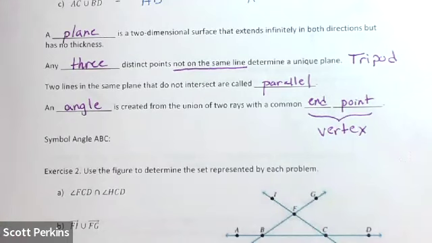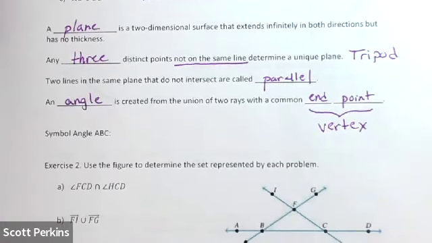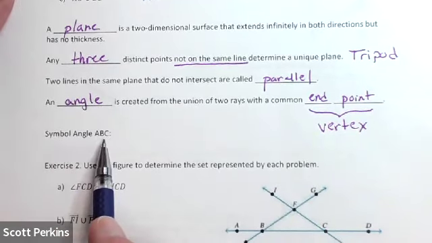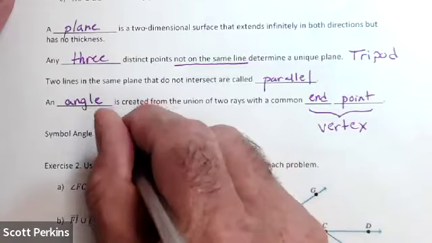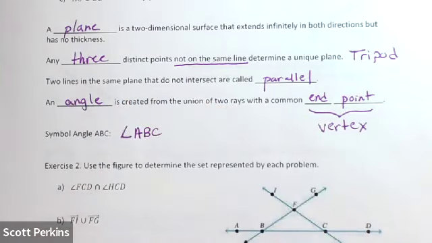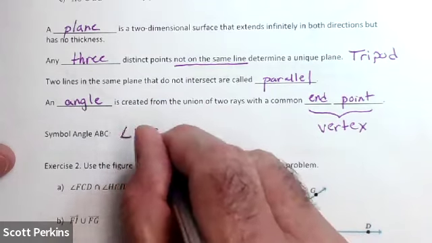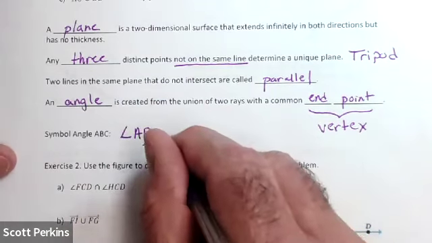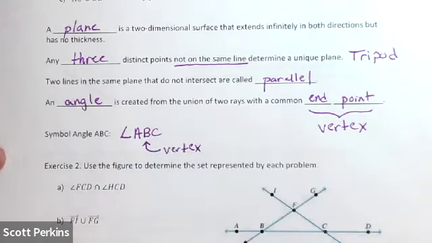And you're going to see a bunch of angles as we go through, so you'll get the feel for them. The symbol for angle ABC, you use a little angle symbol like this, and then you do ABC. And when you use three letters to define an angle, the middle one has to be the vertex. A and C are points on the other rays that help you see the size of the angle. And I'll show you that. I'm going to show you that in just a minute.